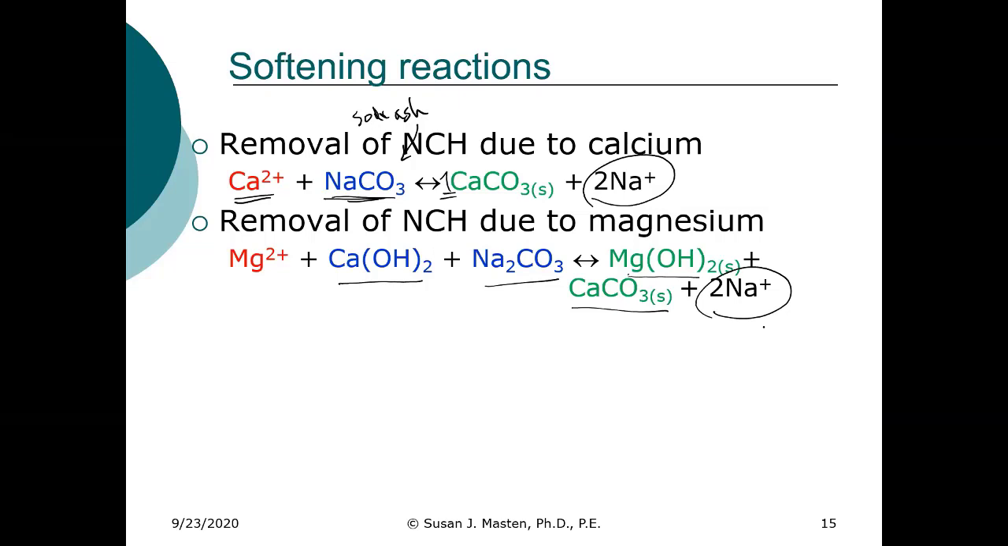Basically, it's more expensive to remove non-carbonate hardness than it is to remove carbonate hardness. So if we can avoid removing the non-carbonate hardness, we will. If we can avoid removing the magnesium but still produce desirable quality water, we will avoid removing magnesium.